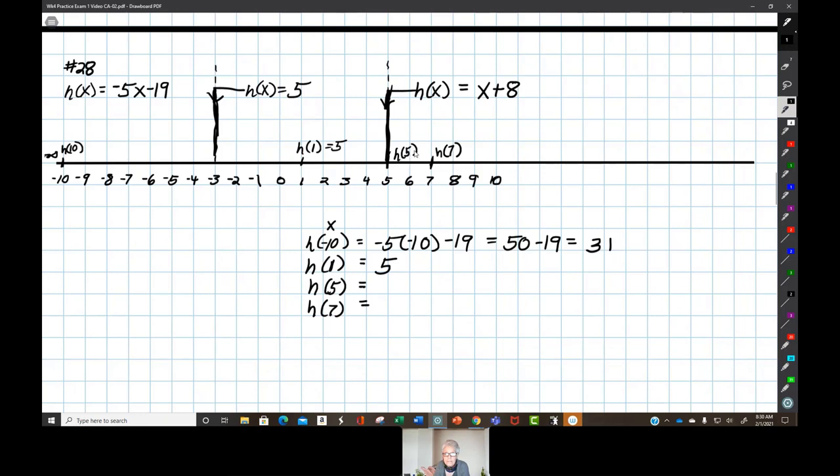Now, h of 5 out here, this is the 5. And it's this h of x that lets me use 5. So, h of 5 is going to equal 5 plus 8, which is 13. And h of 7 is going to equal 7 plus 8, which is 15. So that's how you do that. If you draw your x-axis first, then you'll actually see what's meant.